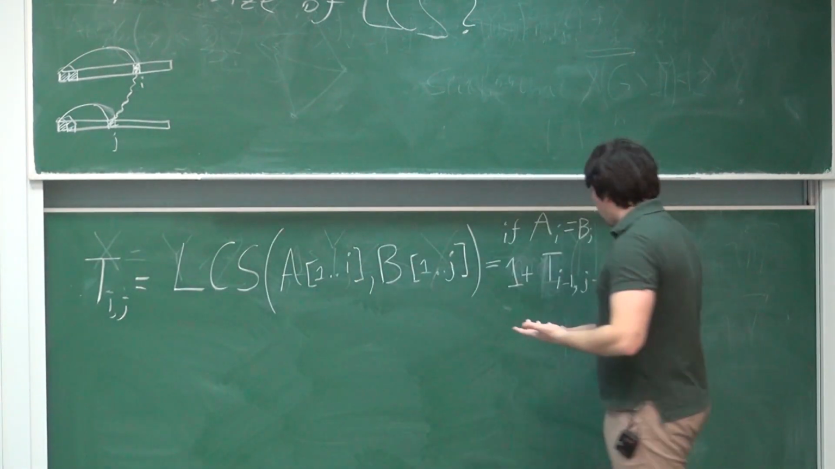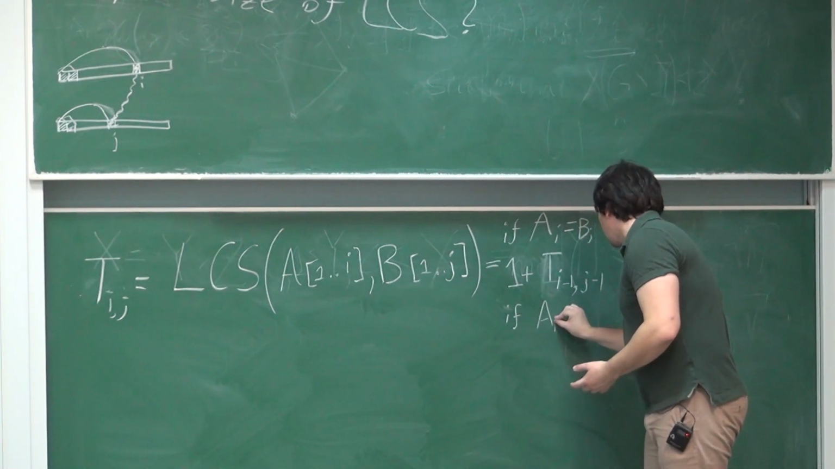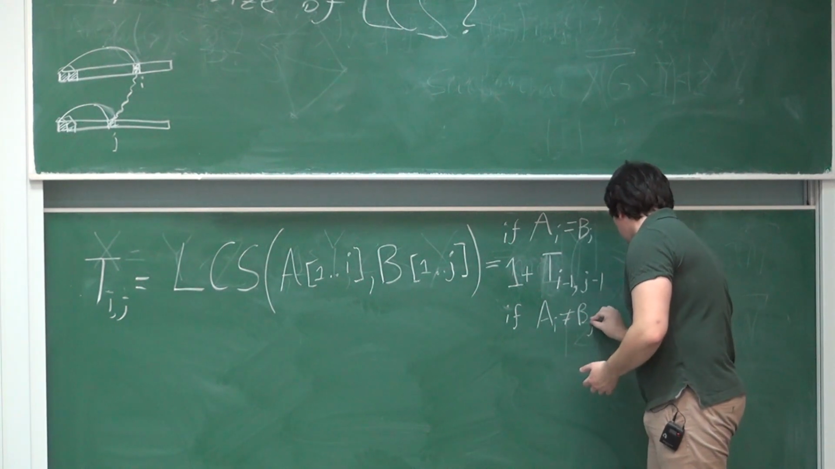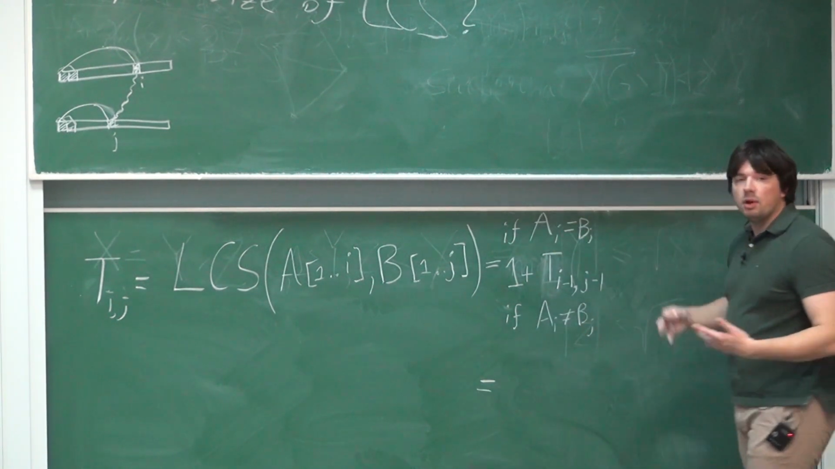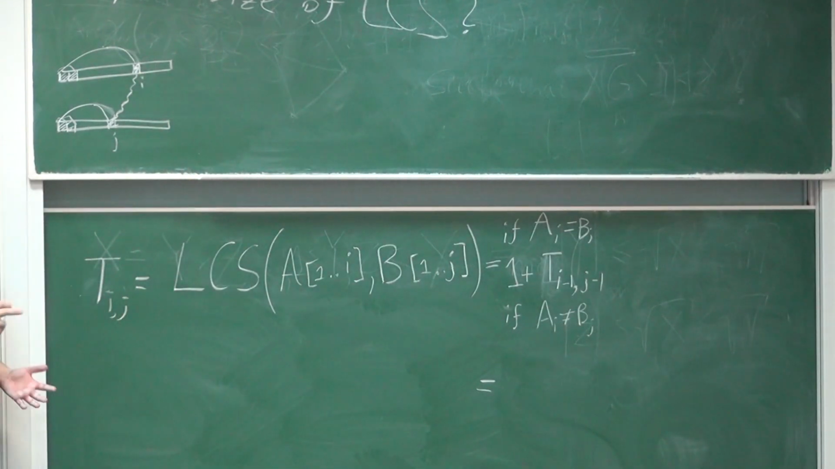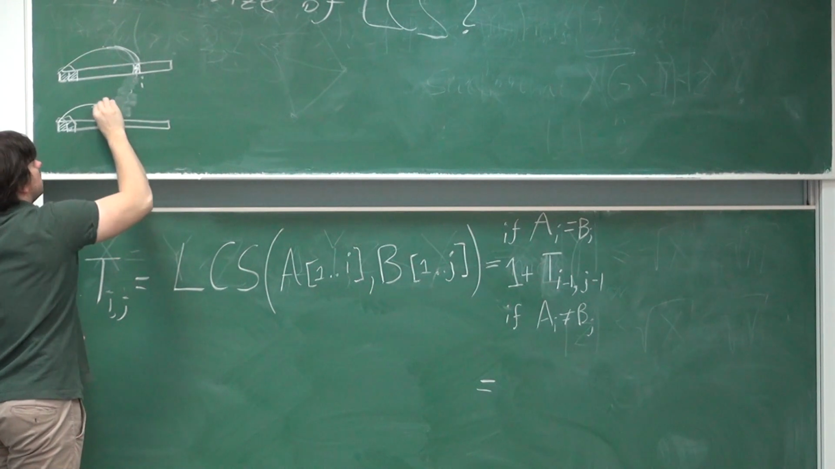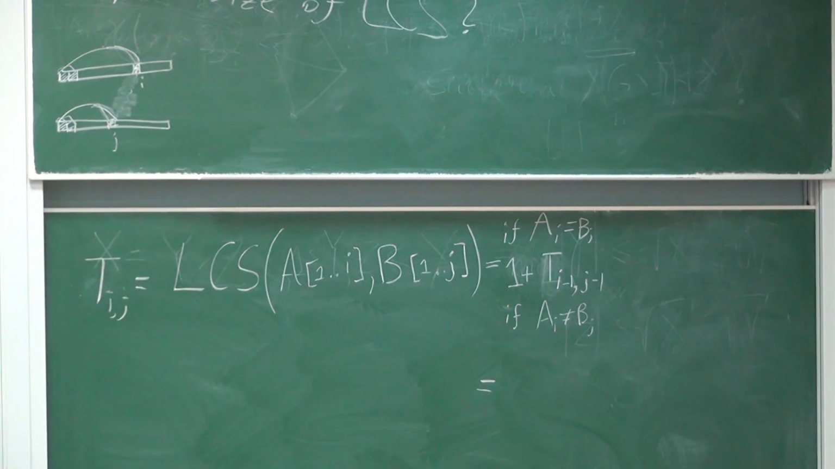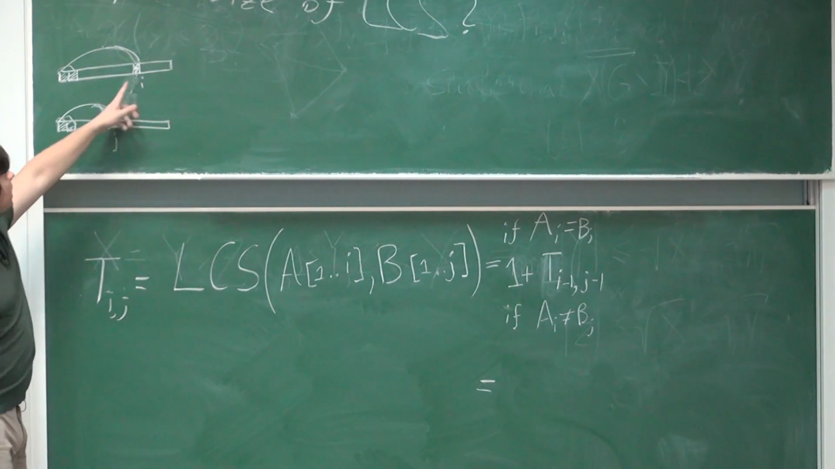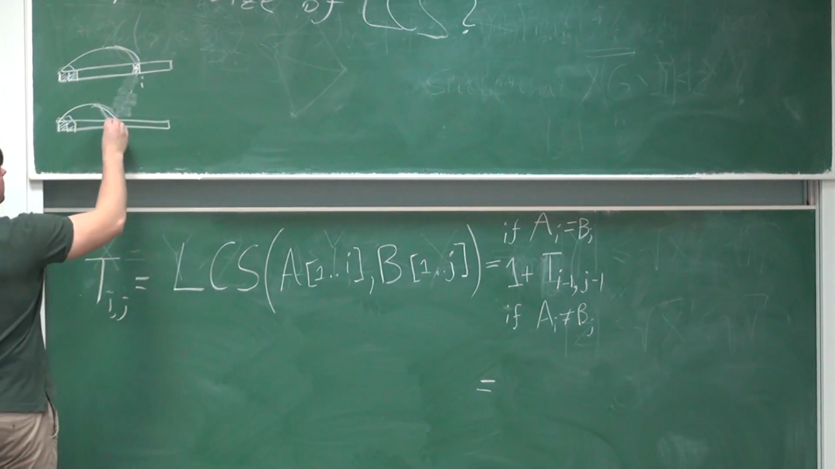Another option is if Ai is not equal to Bj. Well, then we also have our options. So we know those two are not matched together, and that means that at least one of them is not used in the longest common subsequence. So either this character is not used or this character is not used, right? It couldn't be that they're both used, otherwise we will have a situation like this.